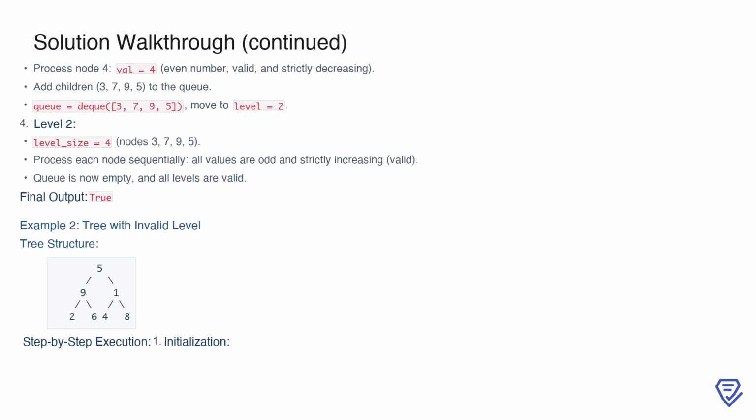At level 2, the queue contains 4 nodes. As we process these nodes sequentially, we observe that all values 3, 7, 9, and 5 are odd. Additionally, these values are strictly increasing, which satisfies the conditions for this even-indexed level. With the queue now empty and all levels validated, the final output for this tree is true.